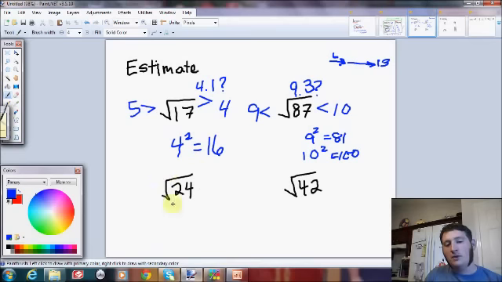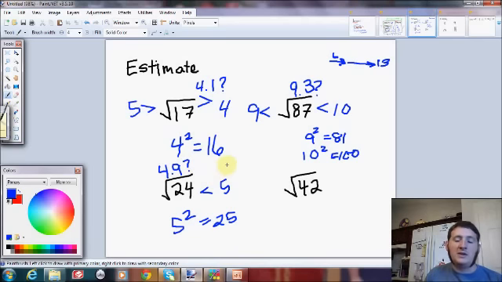All right, well, this one right here, the square root of 24, again, it's kind of an easier one. It's just a little less than 5. And so my guess here might be 4.9. It might even be so close to 5 that if you round to just one decimal place, it might even round to 5.0.